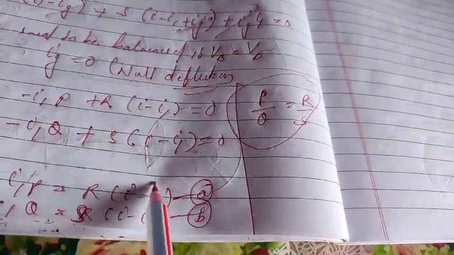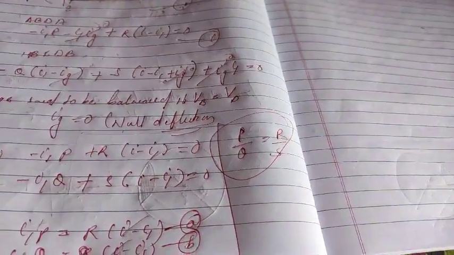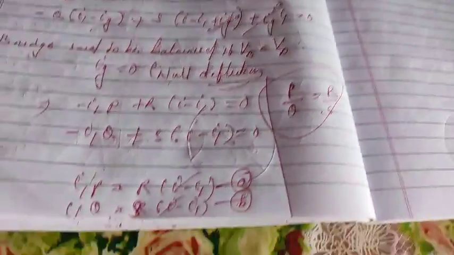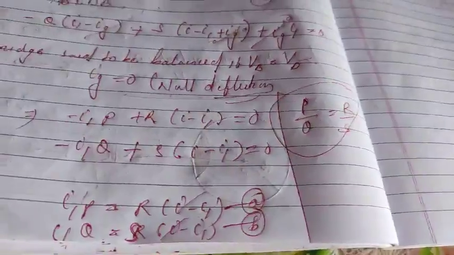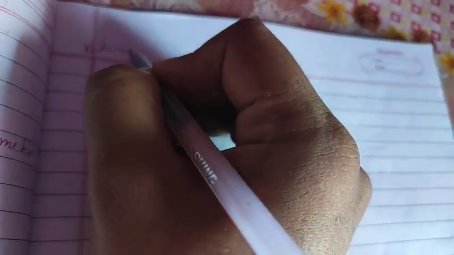This will be cancelled, this will be cancelled, and you will be left with P by Q equal to R by S. So this is the balance condition in the Wheatstone bridge. Clear? Now moving forward, students, we will see the advantage. This method is very important.